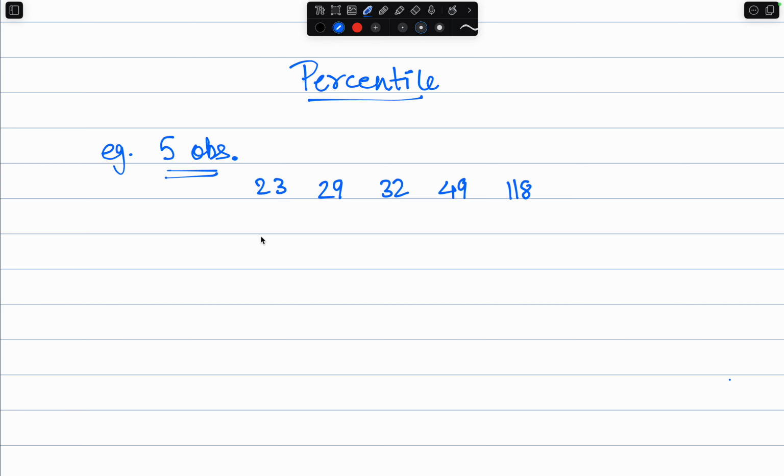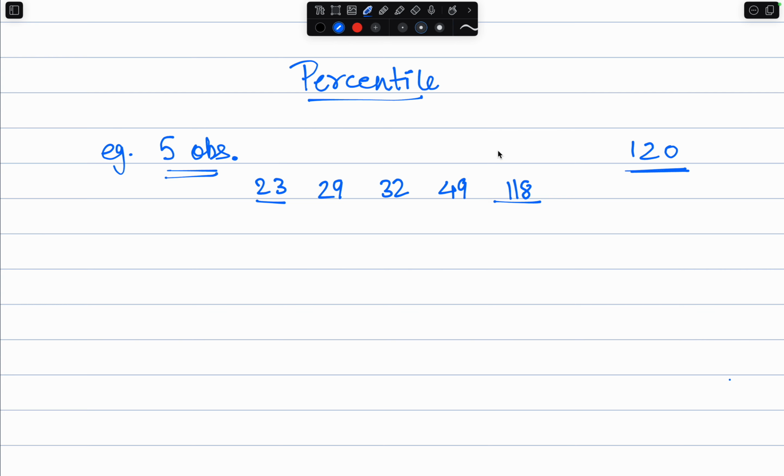We're going to talk about what percentile is. So let's consider a sample of observations. There are these 5 observations from 23 to 118, and we have to understand what percentile would mean here. Let's look at this as a scenario where these are the marks of 5 students, the paper was of 120 marks, and this is what they have scored.